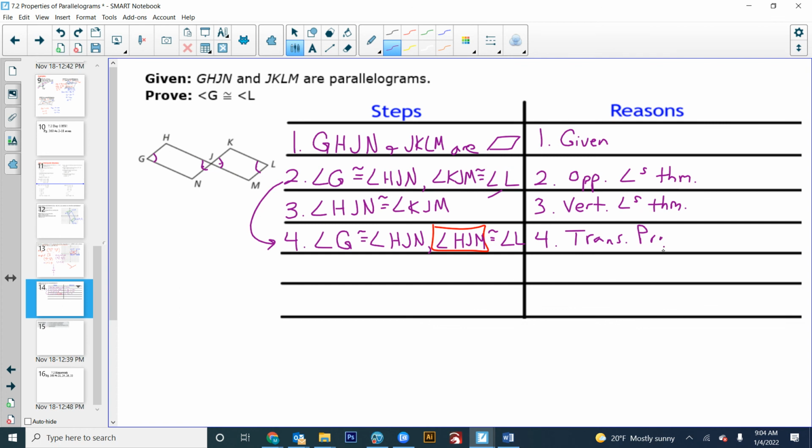Actually going to be 2 transitive properties in a row here. So that was needed to get it lined up properly. And then now that we have it set up, we can say angle G is congruent to angle L also by the transitive property. Does that make sense?